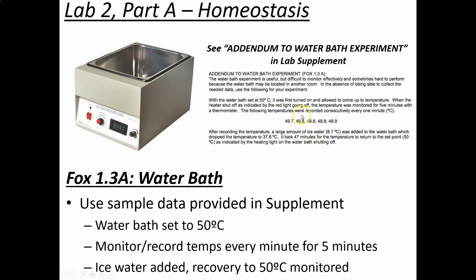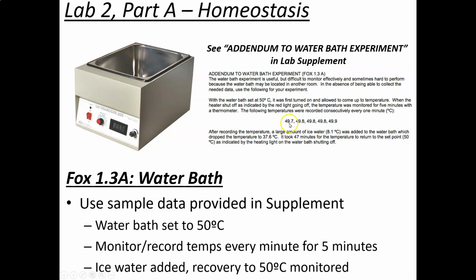So normally in class, if we were in class, we wouldn't do this portion of the lab because it's hard to do effectively with as many groups as we would have. We could probably do it on a smaller scale, but it just may not work as well. So we would use the data presented right here. We would turn on the water bath at the beginning of the lab, and it would take a while to heat up. And when it got to 50 degrees, the light would go off. Once the light goes off, then you would measure the temperature.